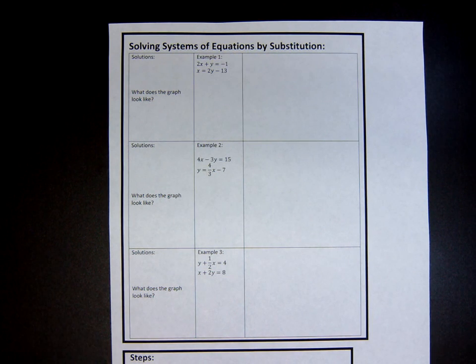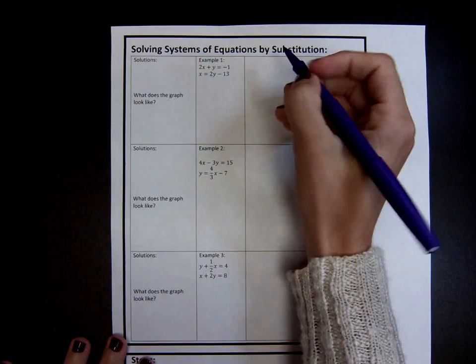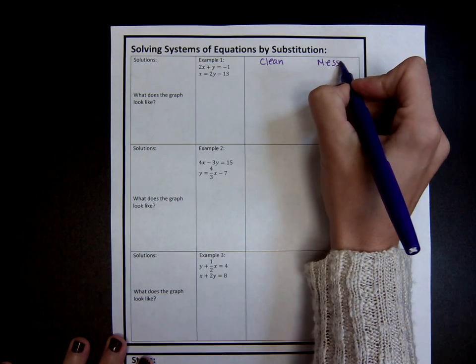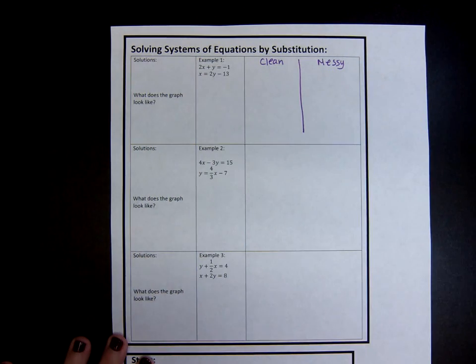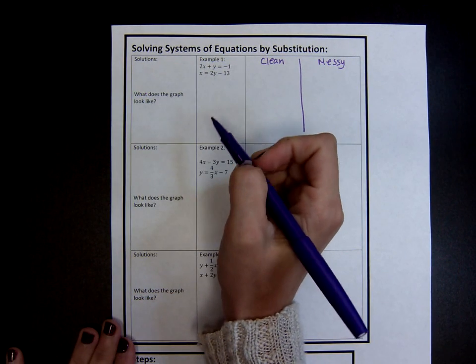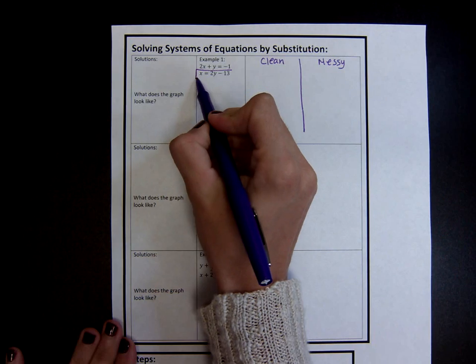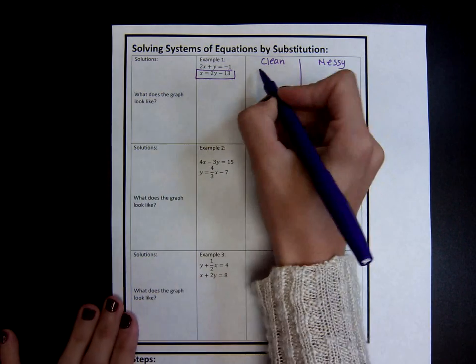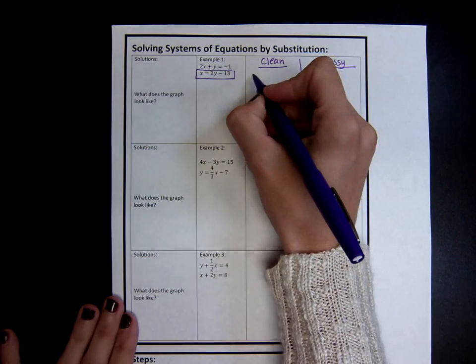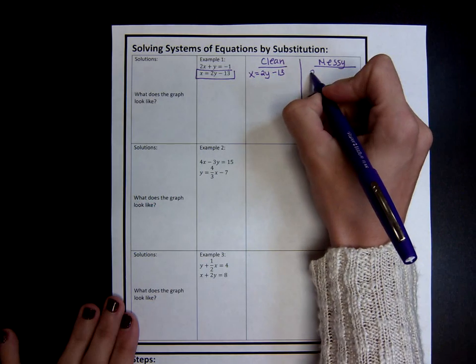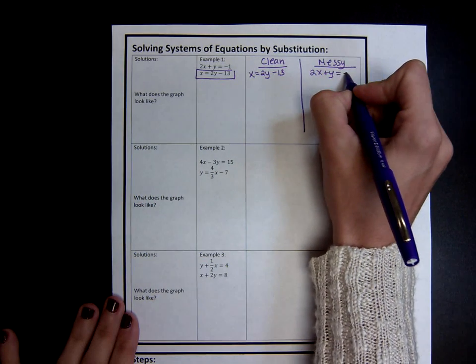Okay, so today we are going to solve systems of equations by substitution using a method that I like to call clean and messy. First, we're going to make ourselves a little clean and messy chart. We'll look at our two equations and decide which one's the clean one. The clean one is always going to be the one that has a variable equal to something. So let's write our clean equation over here and our messy equation under the messy column.